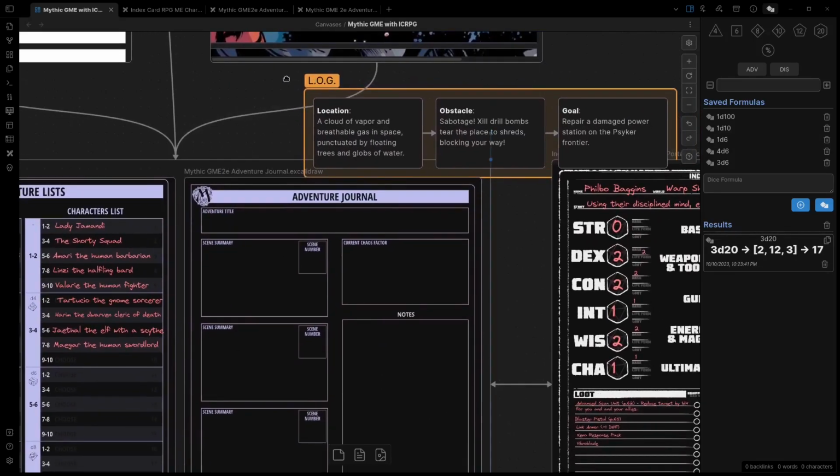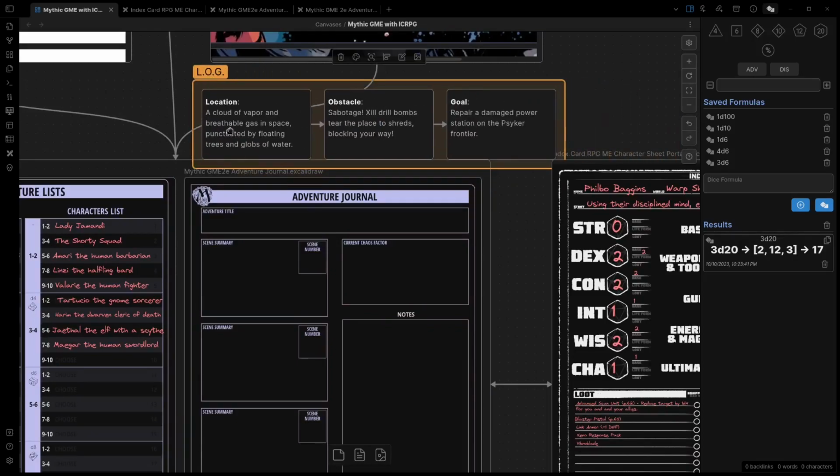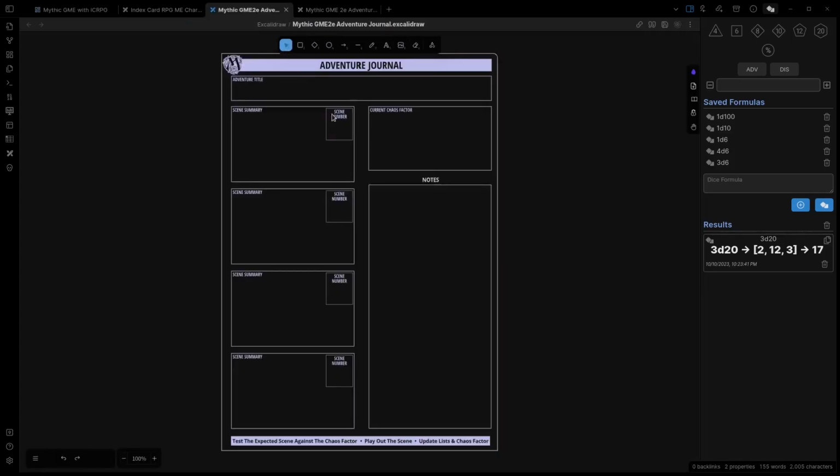So now that we know our cloud of vapor is breathable gas, that is where we're at. We're in a nebula of some sort with floating gas, floating water and trees. However, it is being bombed by Zil drill bombers, and we're actually here to repair the generator on the Psyker Frontier. So let's update our adventure journal.